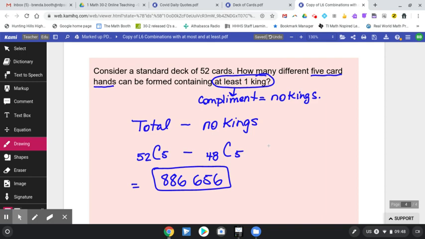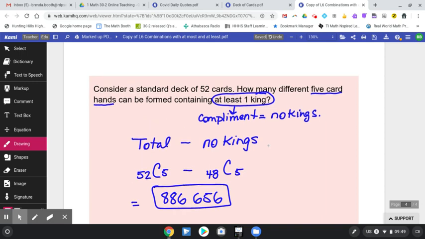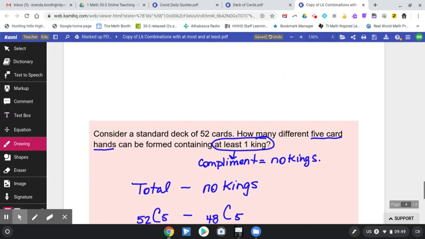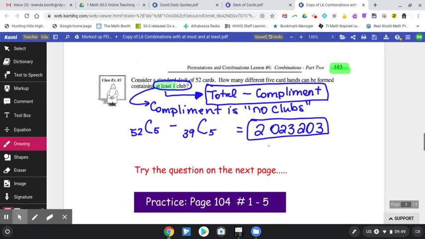Probably the first one or two times you see it, you'll need to look back at your notes, but hopefully it will settle in with you.